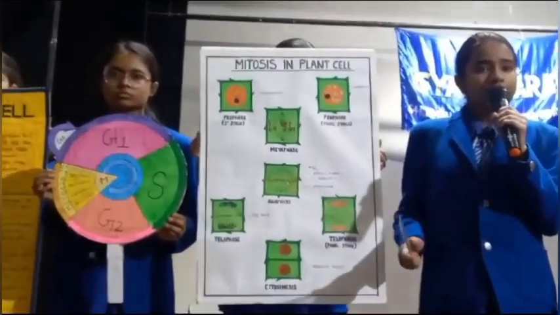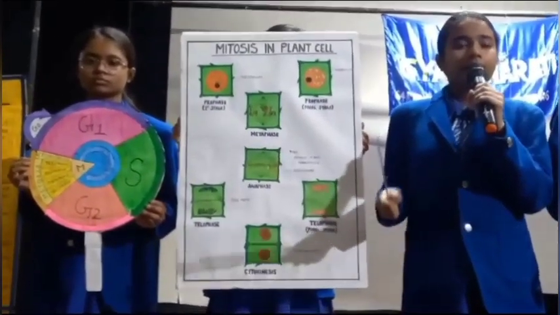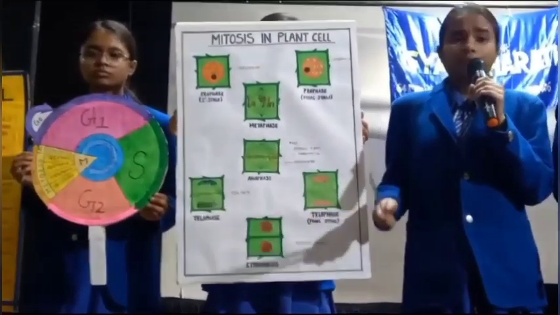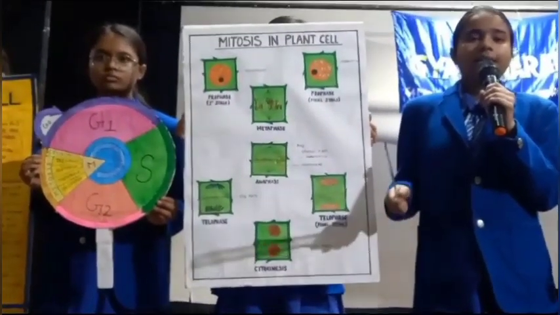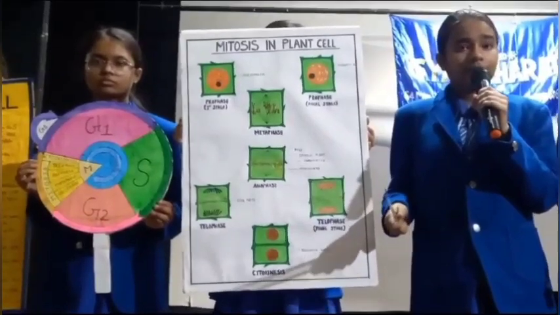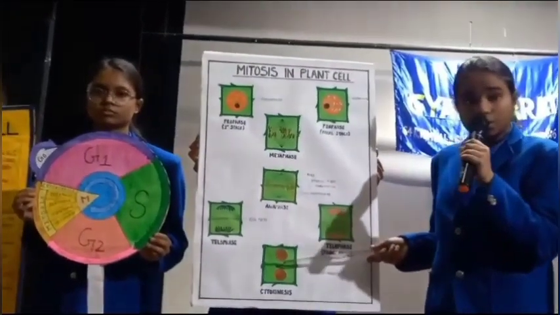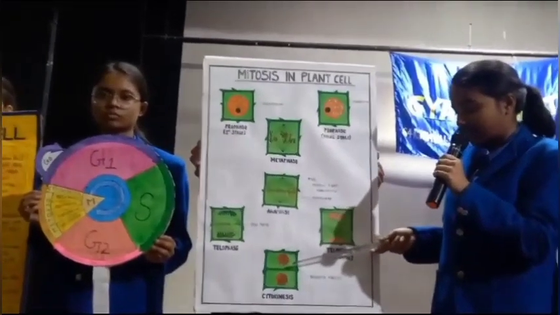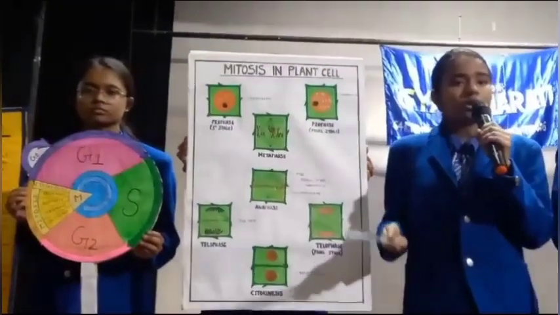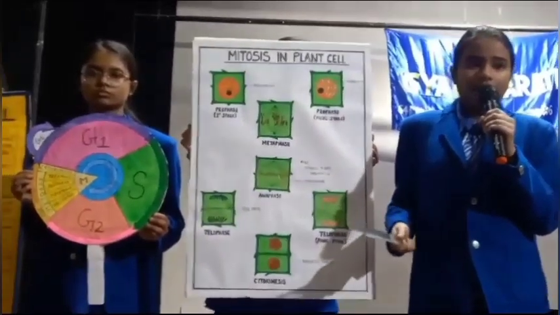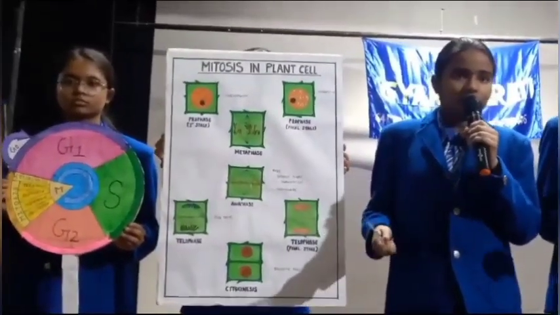The nucleolus, Golgi bodies and ER complex, which had disappeared after the prophase, start to reappear. Telophase is followed by cytokinesis, which denotes the division of the cytoplasm to form two daughter cells. Thus, it marks the completion of cell division.